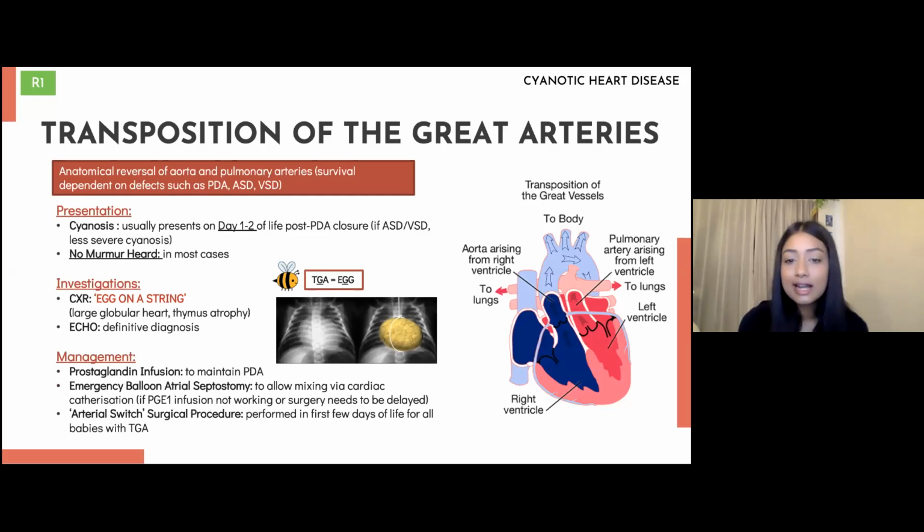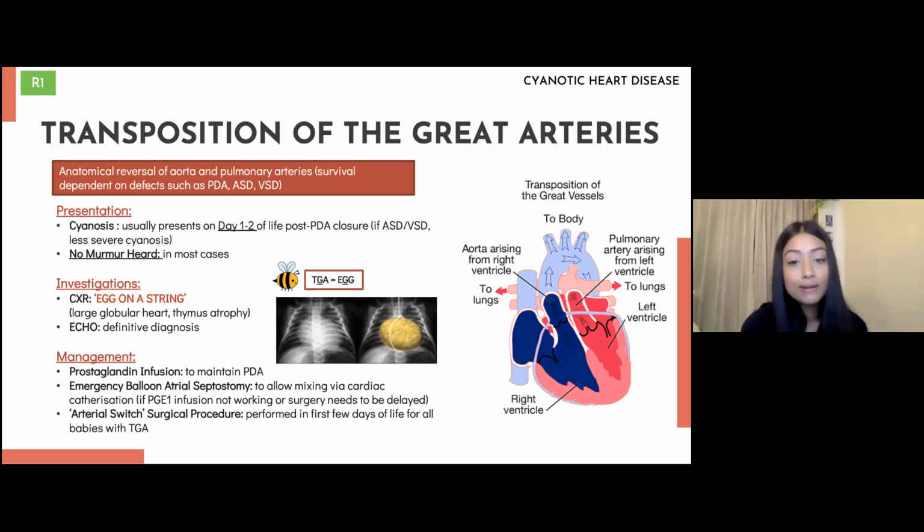So it presents on day 1 to 2 of life, usually when the ductus arteriosus closes normally, and there is suddenly a lack of oxygenated supply making its way into the systemic circulation, and they can present quite suddenly after birth, even though they were well in the first few days of life.